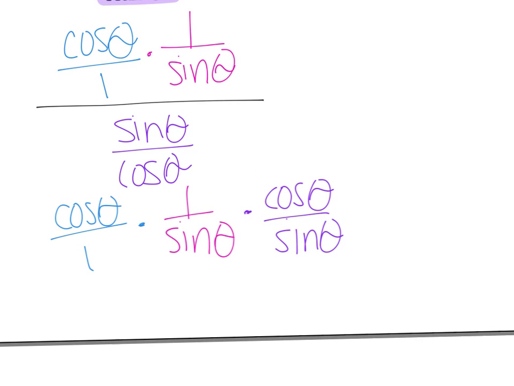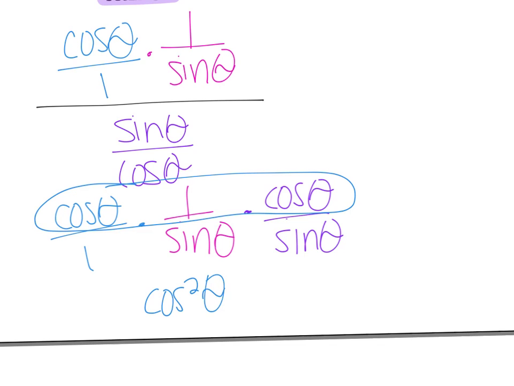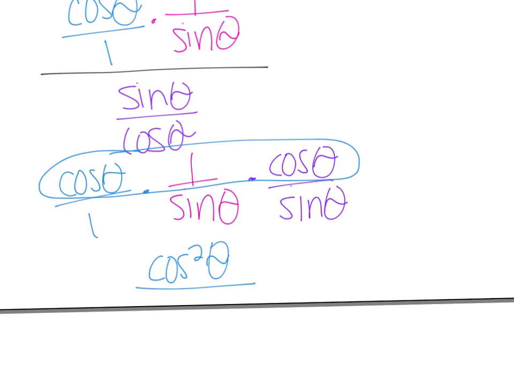And then this one, nothing cancels out. So then we just want to start to combine. All the numerator gets multiplied together. So the numerator is cosine times cosine, which turns into cosine squared theta, over the bottom is 1 times sine times sine. Sine times sine is going to turn into sine squared theta.